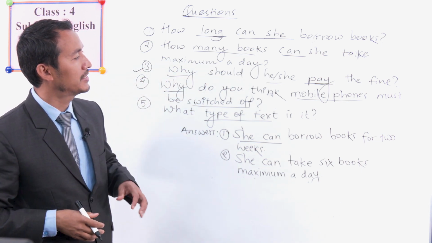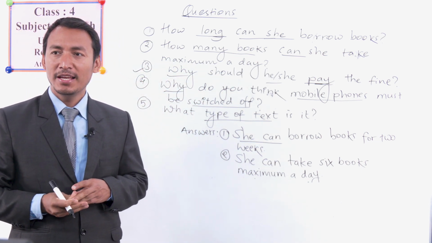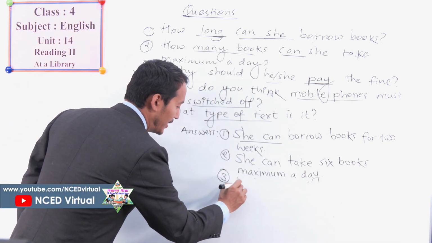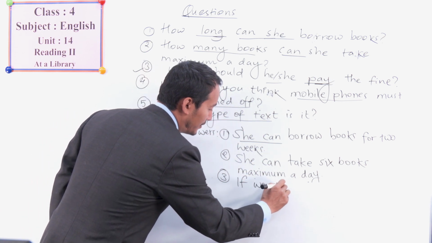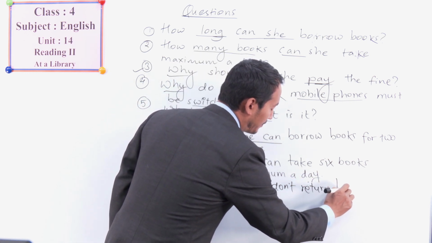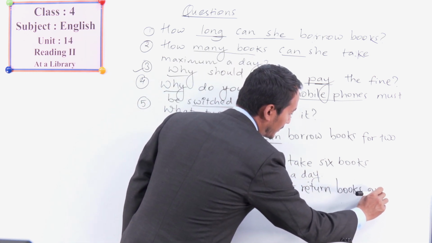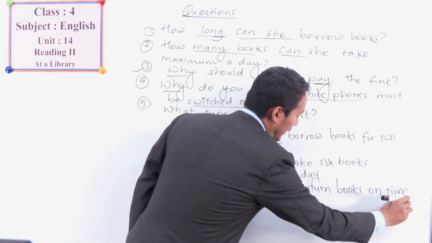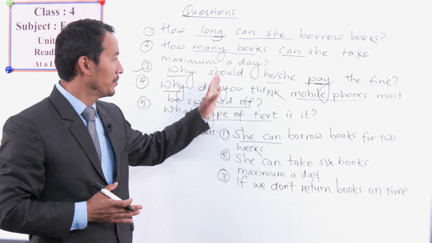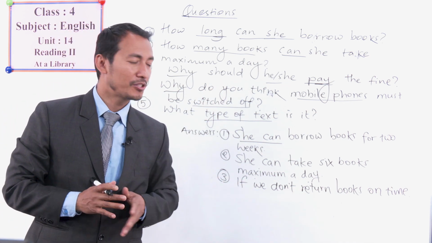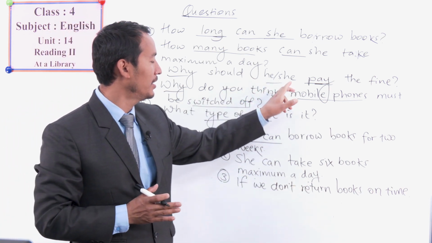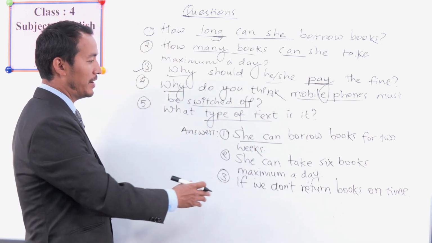Okay, dear students, now let's talk about question 3. Why should he or she pay the fine? The answer is, if we don't return books on time, then we have to pay the fine. You can add there: if we don't return books on time, this is the short answer. You can add he or she should pay fine.